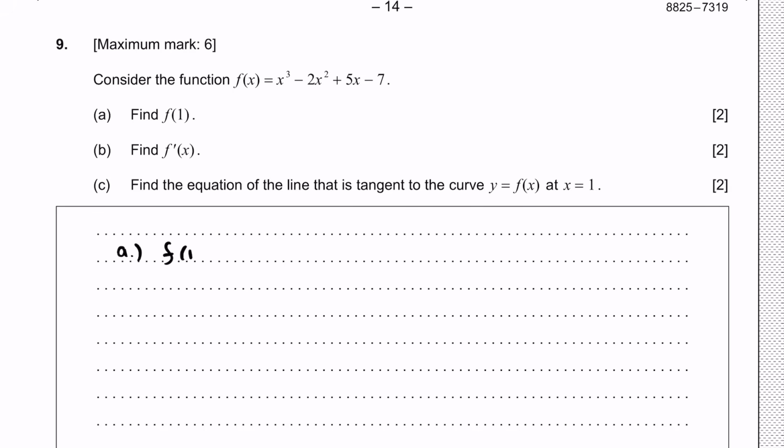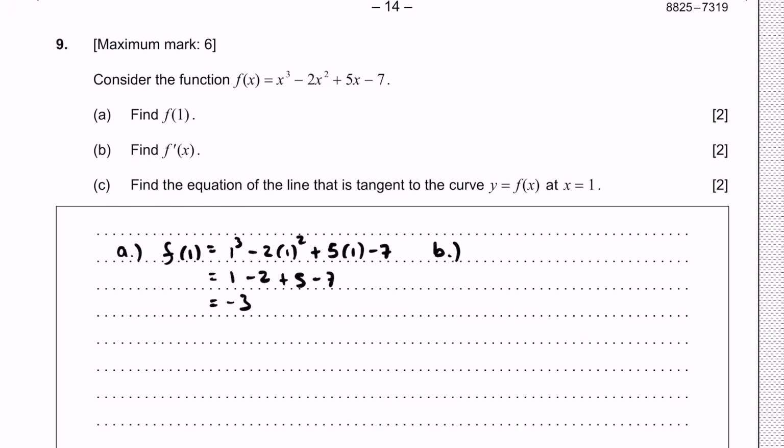So f of 1, essentially wherever we see x, we replace it with 1. Input of 1, what's the output? So 1 cubed minus 2 times 1 squared plus 5 times 1 minus 7. We can go into the calculator and work this out, but I'm going to work it here as well. 1 minus 2 plus 5 minus 7. And in this case, what do we have? We have 6 minus 9, or negative 3. Okay. Let's go on to part B.